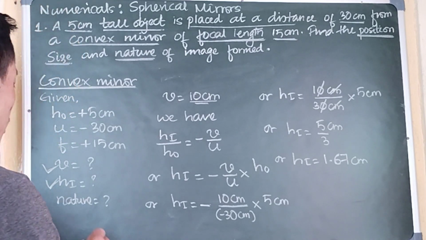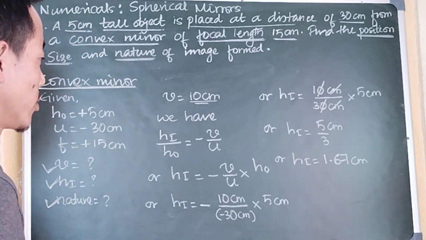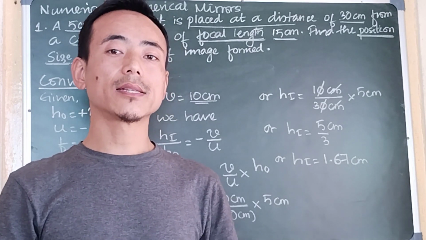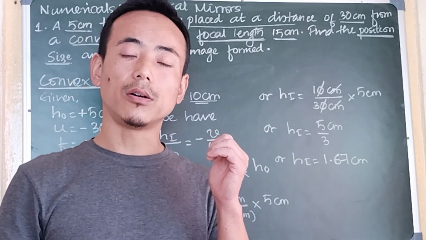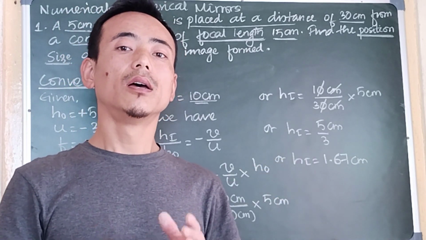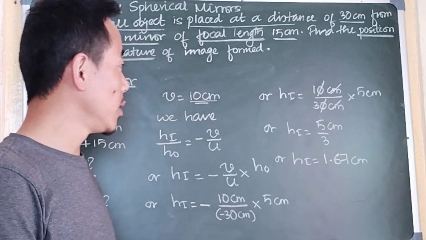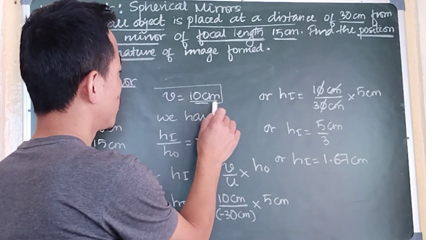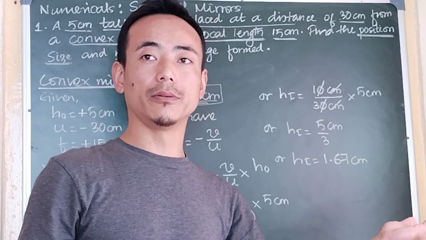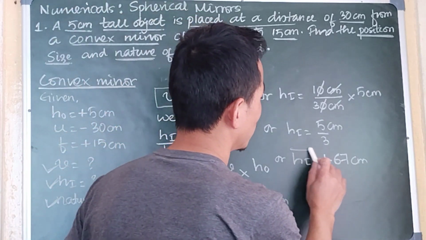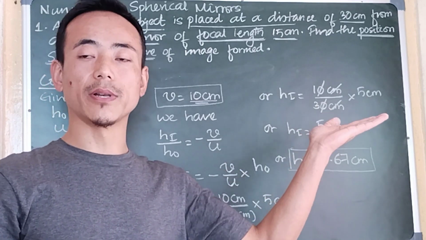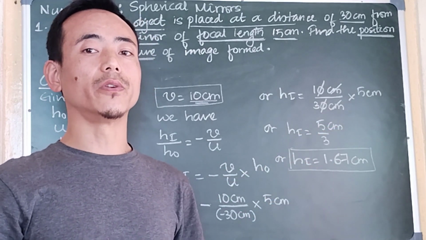Now the third thing is to find out the nature of the image. In order to find the nature of the image, you don't have to do any calculation. You can simply see the object and image distance, and you can see the height of the image. From there only you can write the nature. If you look at the image distance, it is plus 10 centimeter, which means the image is found behind the mirror. And if you look at the image height, it is plus, which means above the principal axis. So what kind of image do we get?